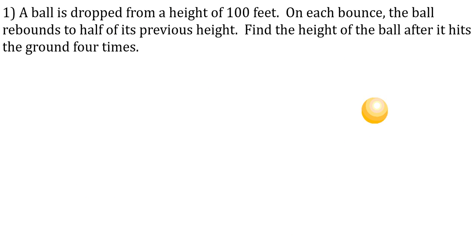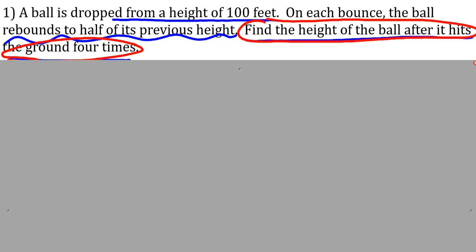Here we have a ball being dropped from a height of 100 feet. On each bounce, the ball rebounds to half of its previous height. Find the height of the ball after it hits the ground 4 times. Well, what do we know? We have an initial height of 100 feet, and it's rebounding half of its previous height. We also know that it's going to hit the ground 4 times. That's our time period. We want to figure out the height of the ball.